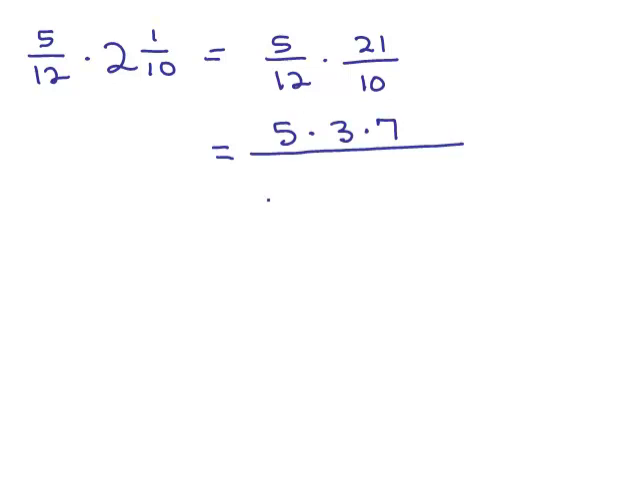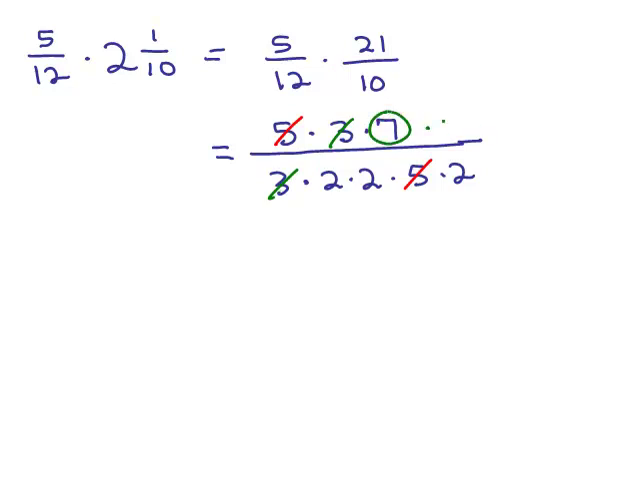12 is 3 times 4, so it's 3 times 2 times 2. And 10 is 2 times 5, or 5 times 2. Then we just cancel out any common factors. So let's see, there's a 5 in both the numerator and denominator, and a 3. And so what I have left in the numerator is a 7.